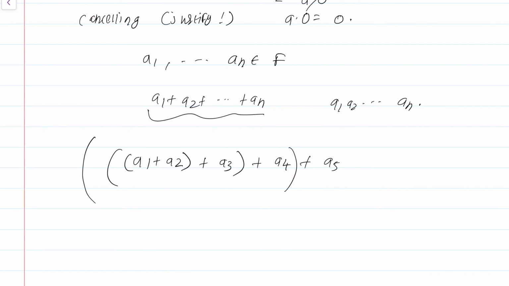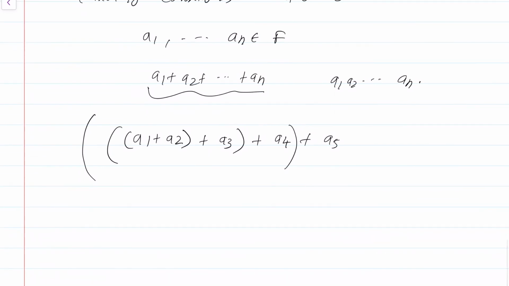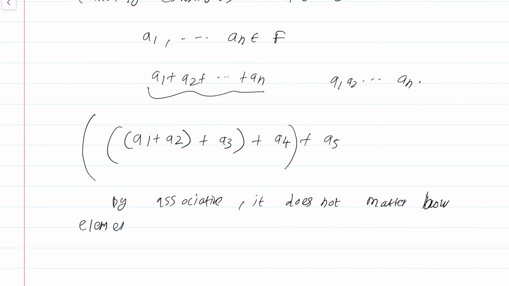Similar remarks are true for multiplication. The fact that irrespective of how you put these parentheses, the result you get is always the same is a consequence of associativity. So by associativity, it does not matter how elements are grouped in addition. You can group them in any way you want. To actually prove that it doesn't matter how you insert the parentheses and just by associativity you always get the same answer, you have to use a boring argument using mathematical induction that I will not be interested in. So we will just skip it.